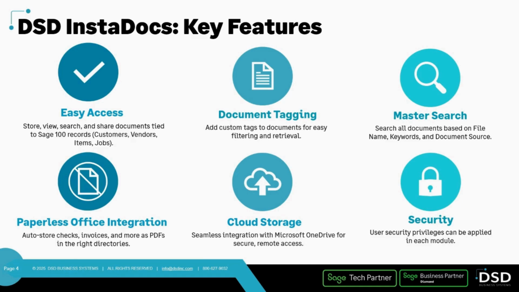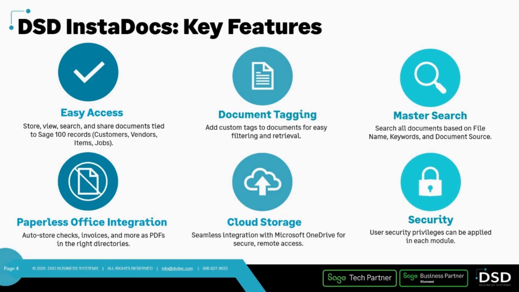There are six key features. I mentioned easy access. So you can be in customer maintenance, vendor maintenance, item maintenance, and there's a tab there that shows all of the documents associated with that record. We also have data entry panels modified for the Instadocs tab, as well as the history inquiries. So as mentioned, you can copy and paste a document right to the screen. You can drag and drop. You can double click on a document to open it.